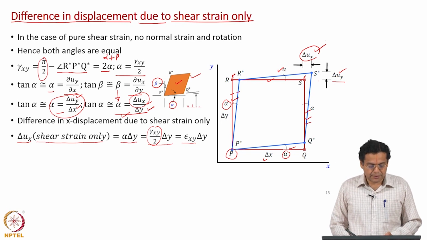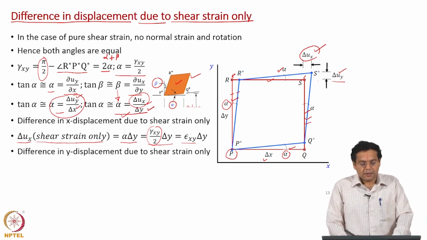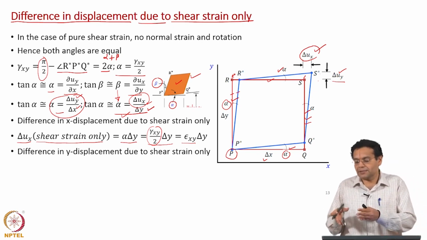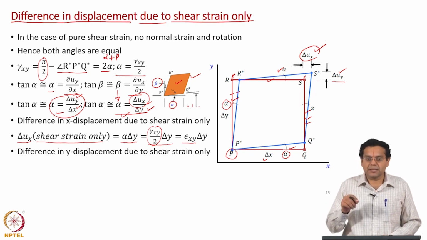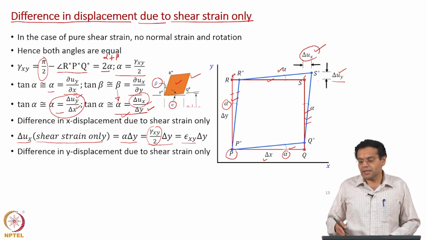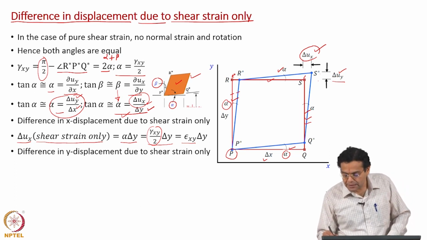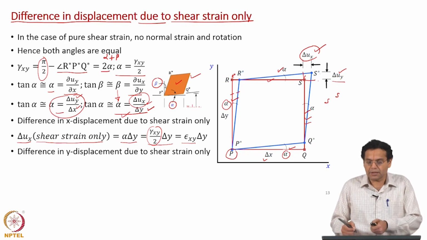Okay. Now, similarly you can write the expression for the difference in y displacement due to shear strain only. See, when shear strain happens, there is not alone a difference in x displacement, there is a difference in y displacement also. You can very clearly see s moves to s star. So, there is a displacement in the x direction and displacement in the y direction. Of course, we are calling it the difference in displacement related to P.